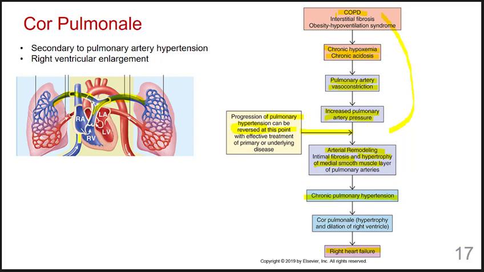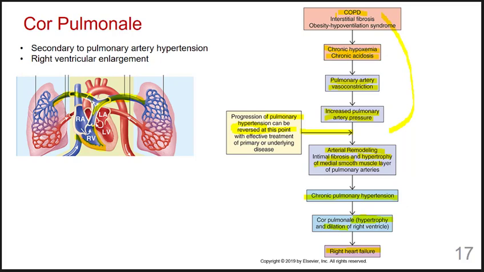The right side of the heart here is going to have to work extra hard just to be able to pump blood through what is really almost like an obstruction. And so it in itself will undergo remodeling that we've talked about in the heart failure class, where we see hypertrophy and dilation of the right ventricle, leading to what we know of as right heart failure or cor pulmonale.